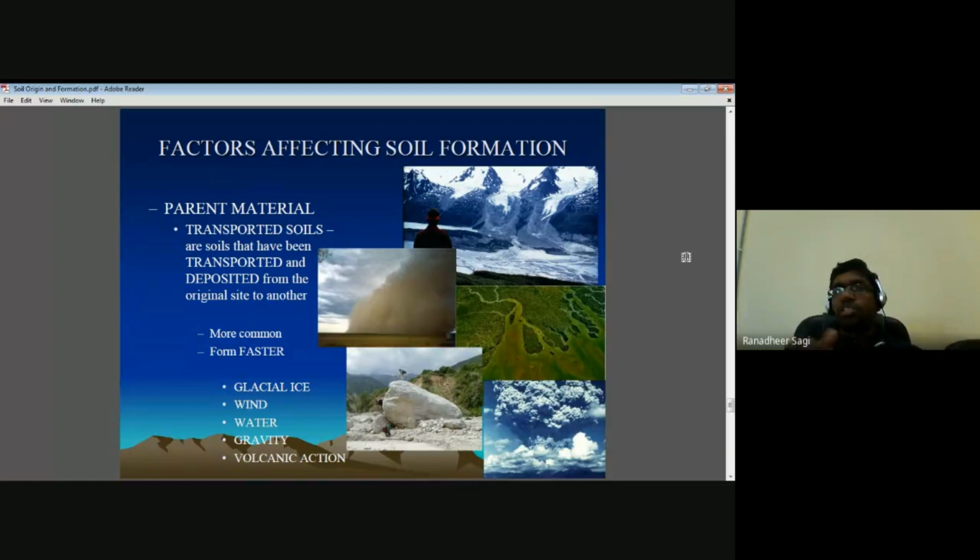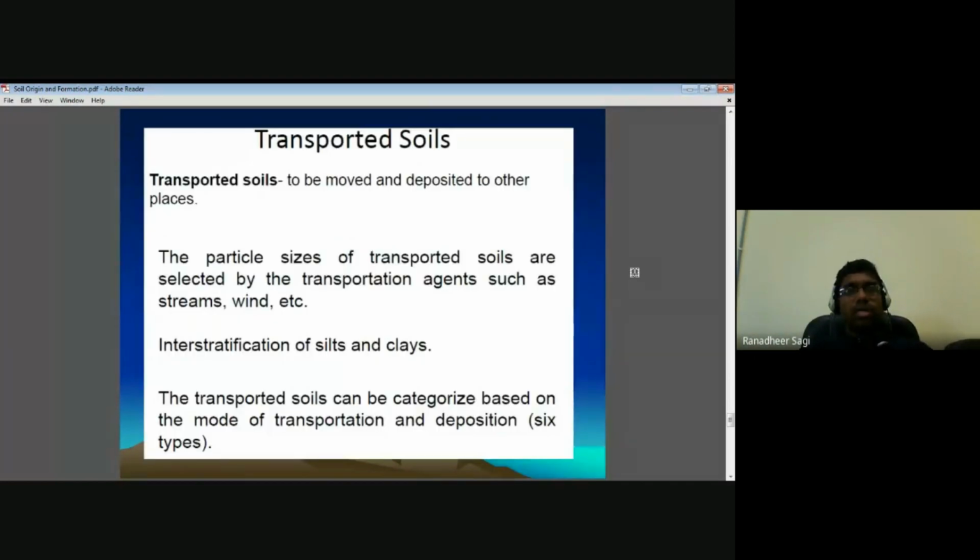And sometimes because of the effect of gravity itself, if you have soil particles or rock particles disintegrating from the parent material on a slope, due to gravity those particles will get carried away. And even because of the effect of volcanoes, you'll have particles getting carried away from one place to another. So once again, slides is very much self-explanatory. I need not talk much about it.